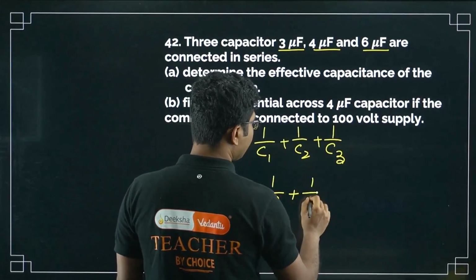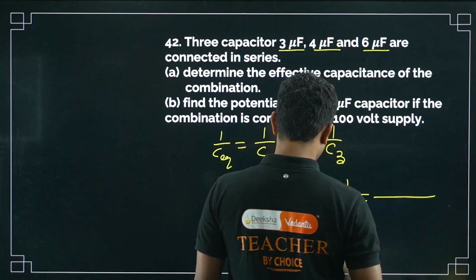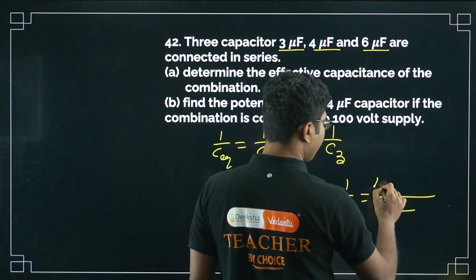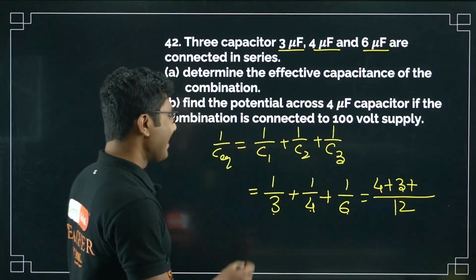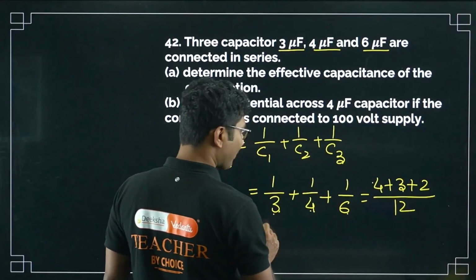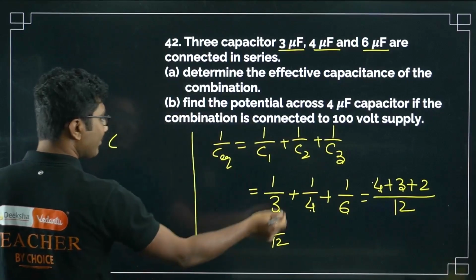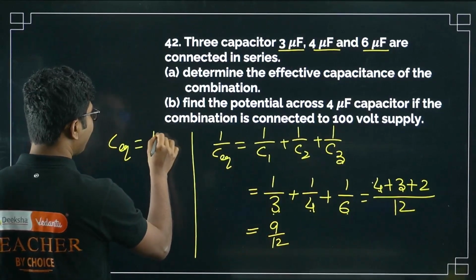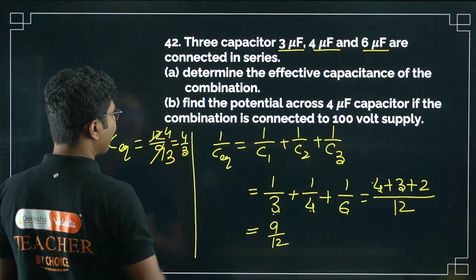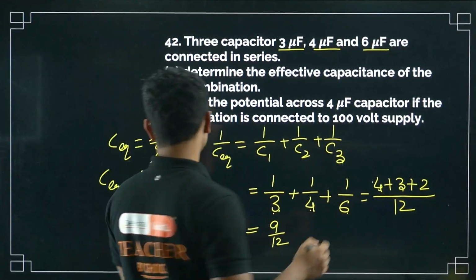1/3 plus 1/4 plus 1/6. So what is the LCM of all of this? LCM is 12, definitely, right? 3 fours are 12, 6 twos are 12. So 3 into 4 is 12, 4 into 3 is 12, 6 into 2 is 12. So 4 plus 3 plus 2, that is 9 by 12. Now you have to take the reciprocal. Be careful, as I said, many students leave the answer here and get 0 marks because they have not reversed it, right? So now reduce it, by 3. So 4 by 3 microfarad. So equivalent capacitance is 4/3 microfarad. Okay, this is the first answer, 4/3 microfarad.